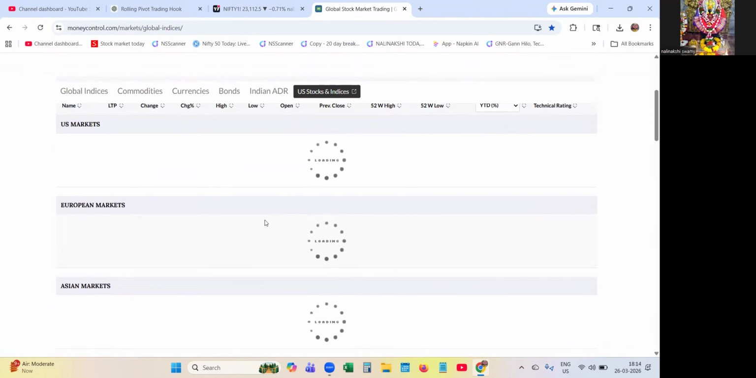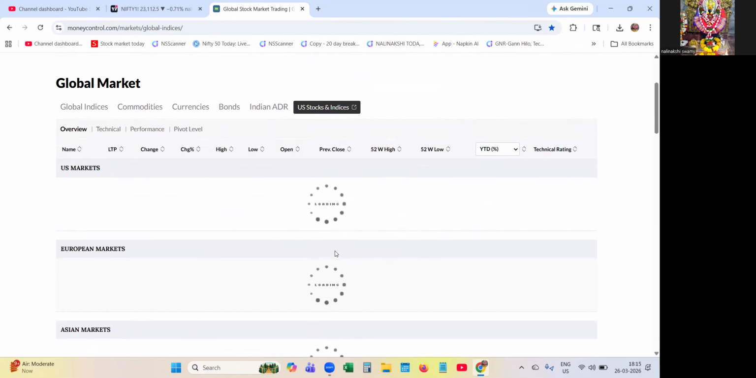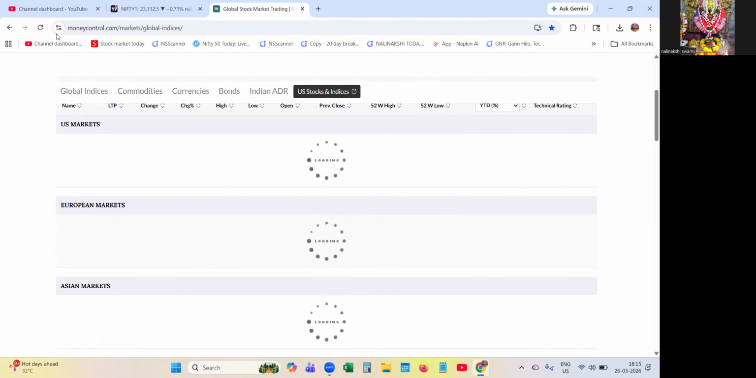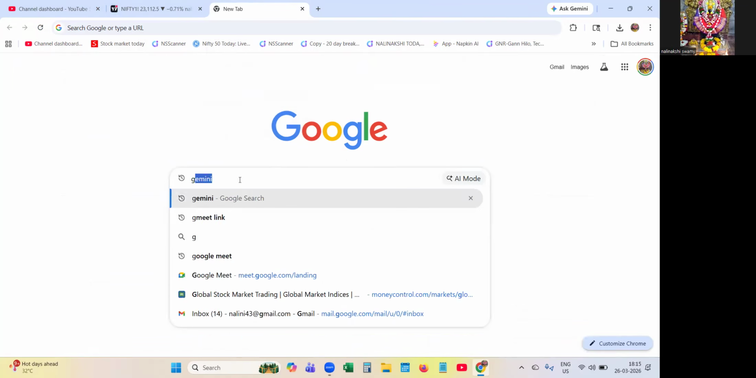Wait for a few seconds. It is loading. It takes time. Something is happening, it's not loading. It is taking time. Why is it doing like this? Loading. So it's testing patience actually. Let us go somewhere else and see Gift Nifty.